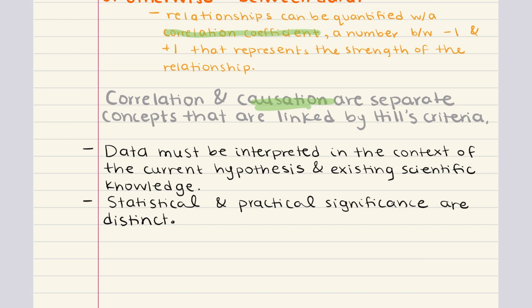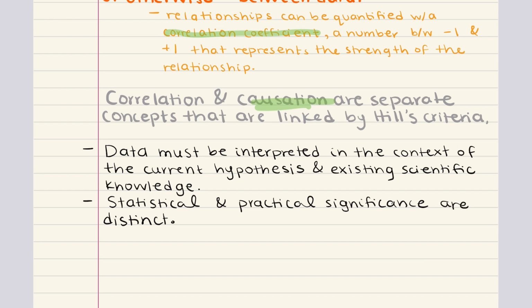Another key point when applying data is distinguishing between statistical significance and practical significance. Statistical significance means that the results are unlikely to be due to chance. And this is based on a predefined threshold like the p-value is less than 0.05. However, this doesn't always mean that the findings are meaningful in the real world. So when you're interpreting data, always consider the context of the hypothesis and existing scientific knowledge.